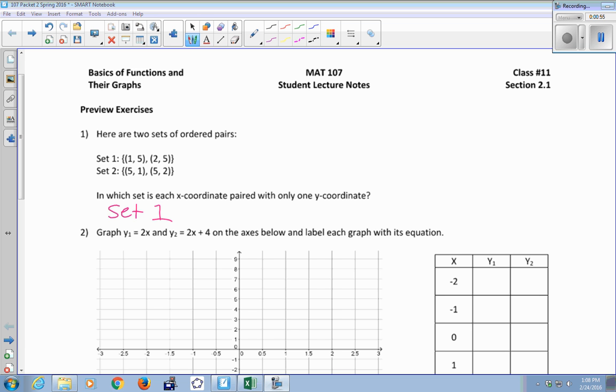But in set 2, the x value of 5 gets paired with 2 different y values. First, 5 gets paired with 1, then 5 gets paired with 2. So my x coordinate of 5 actually gets paired with 2 different y coordinates. Okay, so set 1 is the one where each x is paired with only one y.